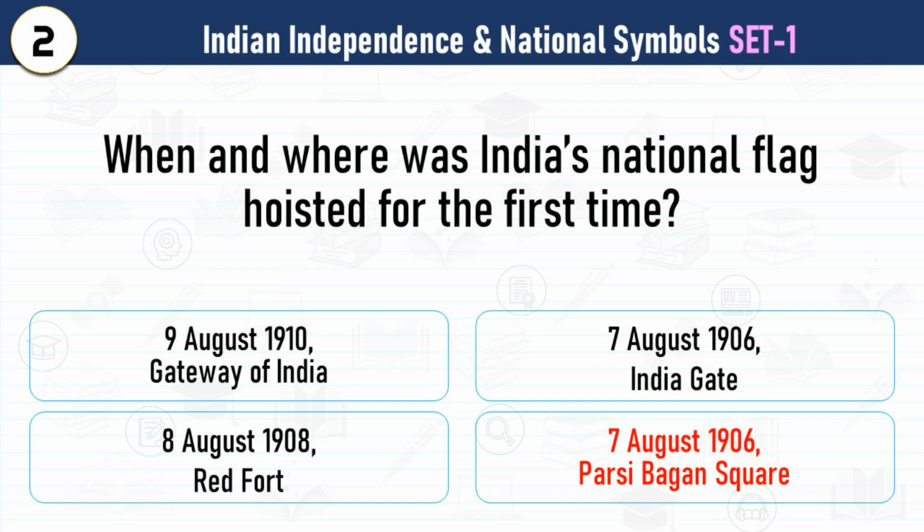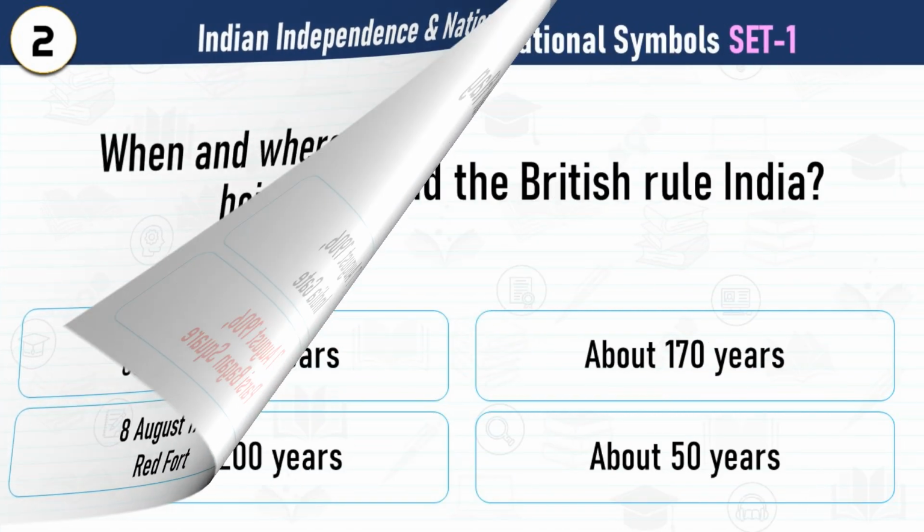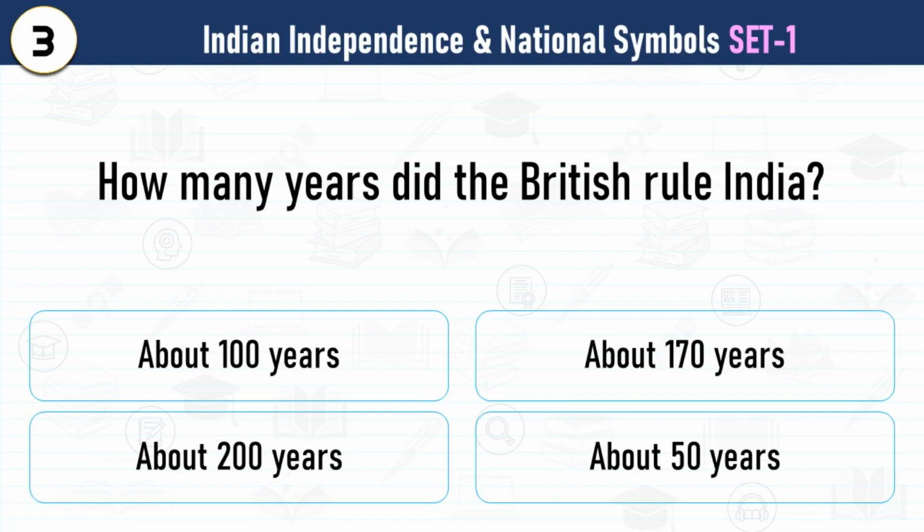Correct answer is India's national flag was first hoisted on August 7, 1906 at Parsi Bagan Square, Kolkata. Question number 3. How many years did the British rule India? Correct answer is the British ruled India for approximately 200 years.